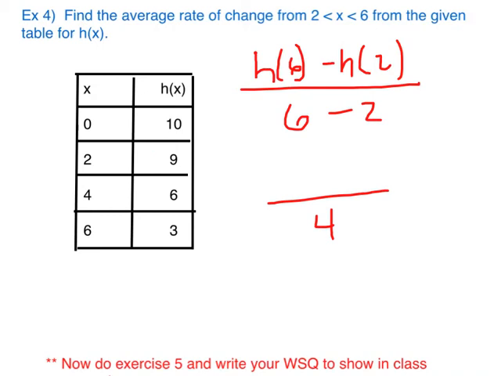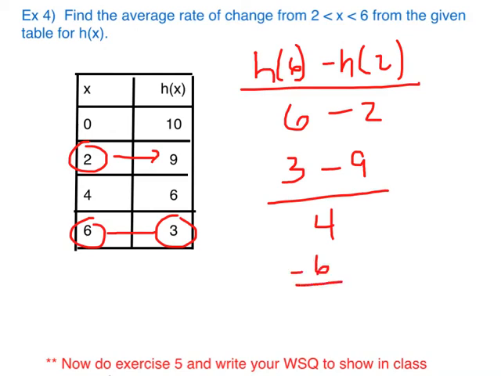Well, go to your table here. Here's h of 6, right? That's the 6. What is the output for 6? It's a 3. So just replace that with a 3. Minus, if the input is 2, what is that output? It's a 9. So I get 3 minus 9 over 6 minus 2. 3 minus 9, of course, is negative 6, divided by 4. And you could reduce that to negative 3/2. Bottom line, that is our average rate of change on this function. And that's all you have to do. Table is actually easier. We didn't even have to do too many math calculations, okay?